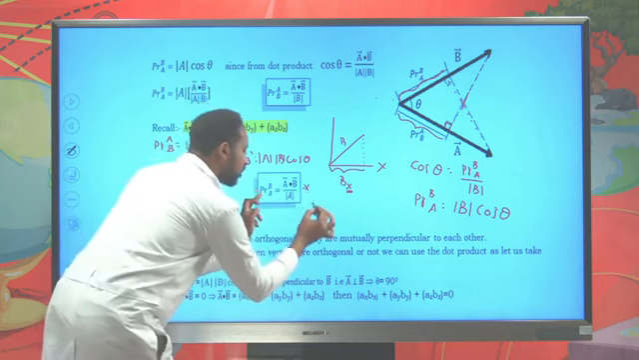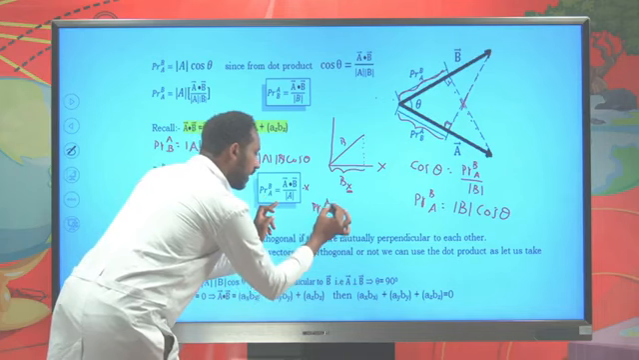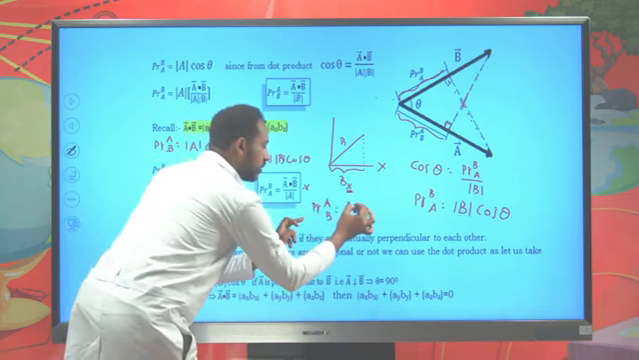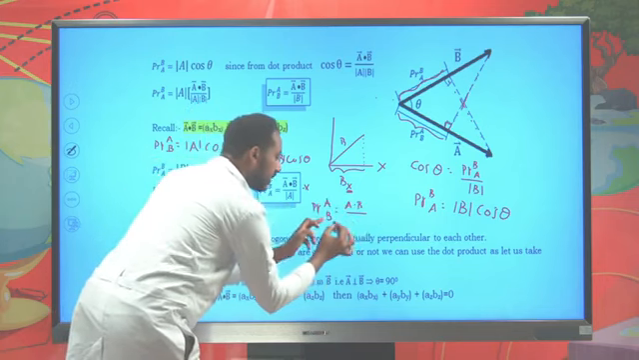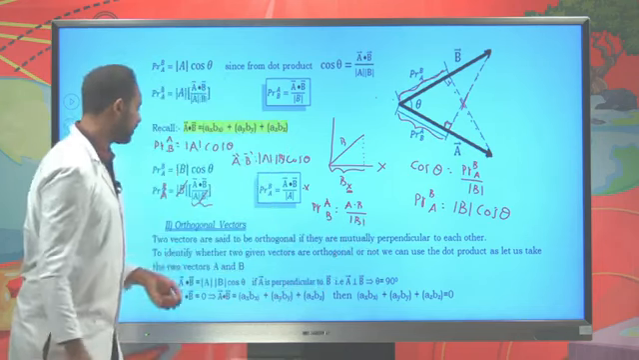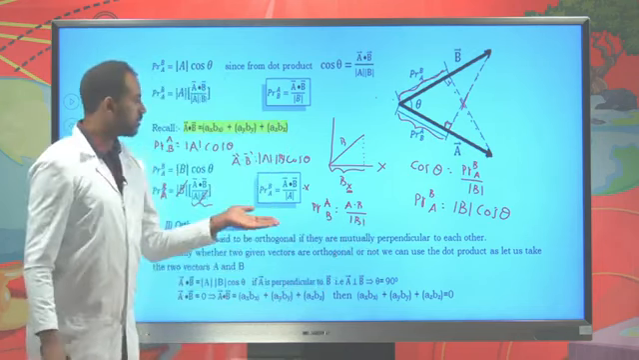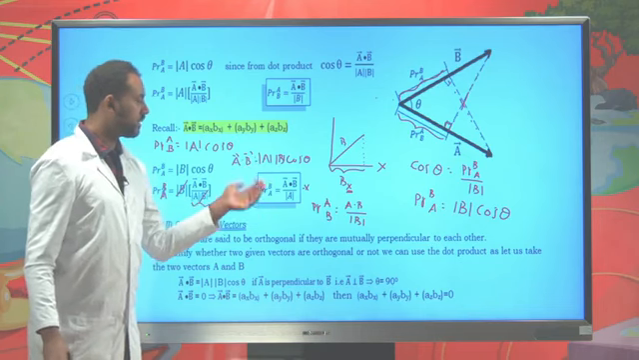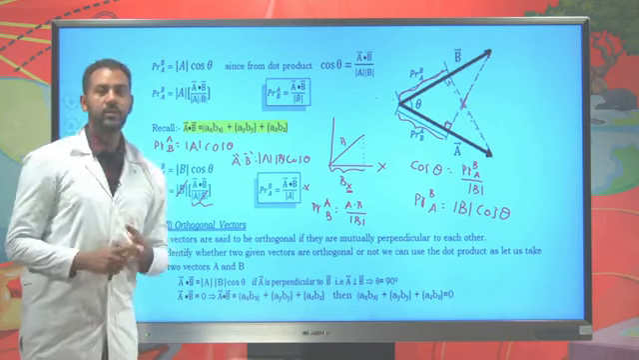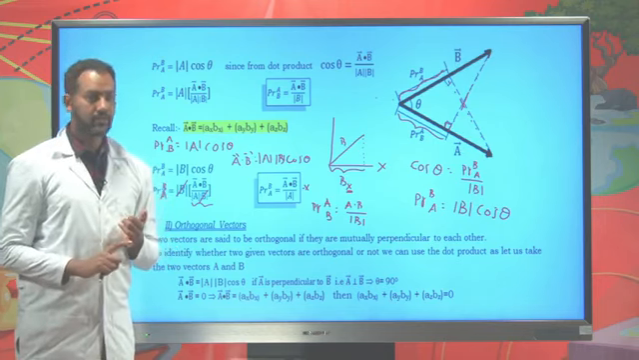How do you determine the projection of vector A onto B? If you are asked such a question, you should put A dotted B over the magnitude of B. It's possible to use this way to determine the projection of one vector onto the other vector. So this is one good application of vectors.